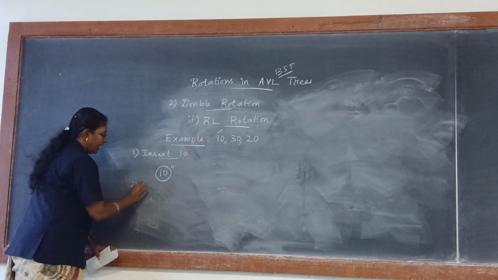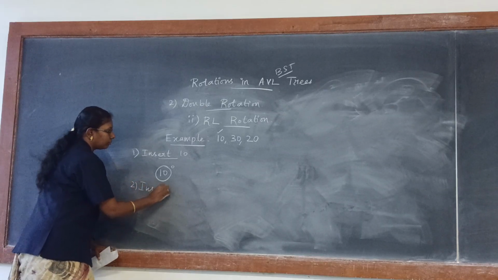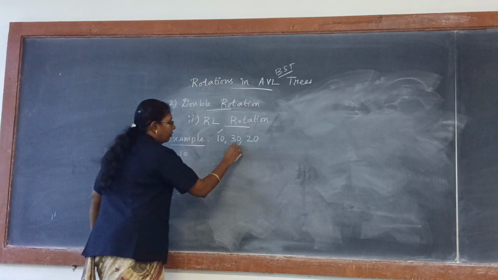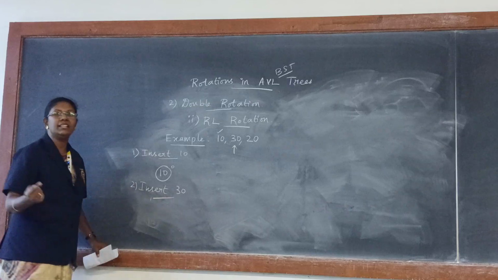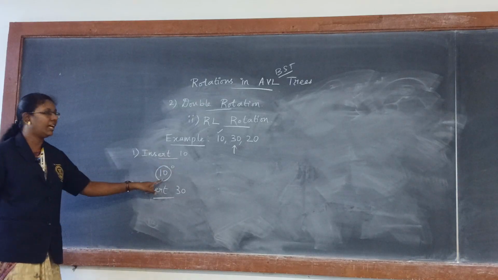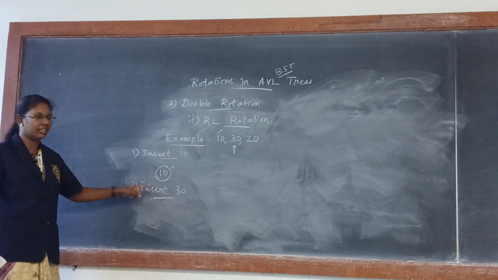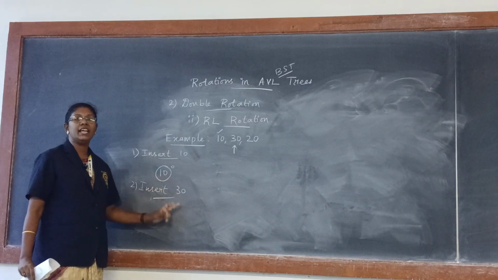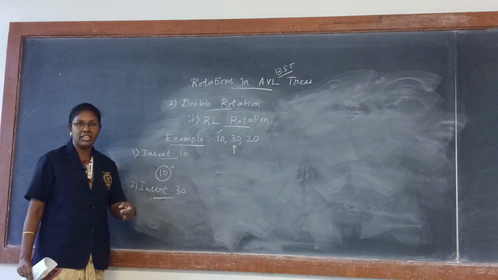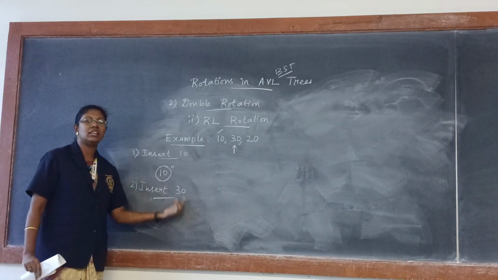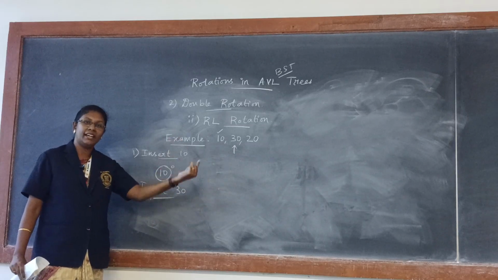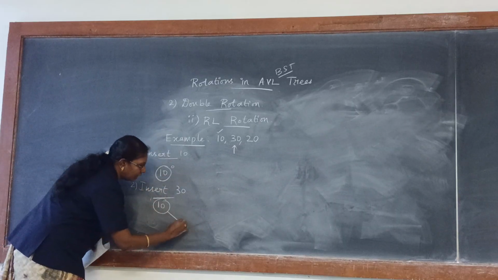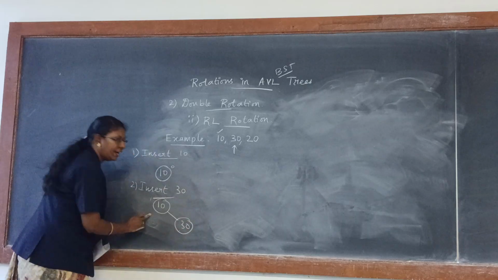And now second, I'm going to insert the value 30. While inserting 30, I need to compare this 30 with the value 10, which is already inserted in the AVL tree. Now 30 is compared with 10, and 30 is greater than 10, which means I'm going to insert this 30 as the right child of 10. So 10 is the parent node and 30 is the right child of the parent node 10.